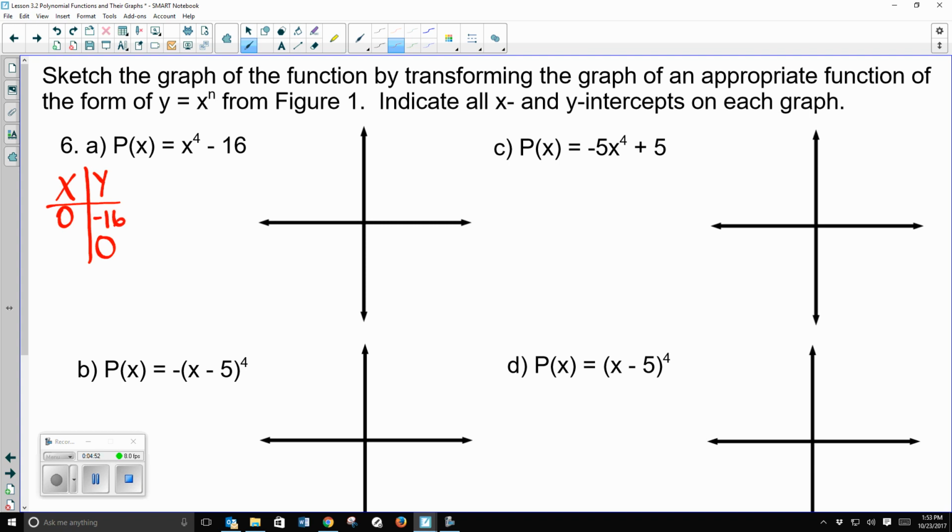So that's a point on my graph. That's the vertex. If I put 0 in for y, I have to solve that for x. So that 16 is equal to x to the 4th. And then how do I get rid of x to the 4th? Take the 4th root, so it's plus or minus the 4th root of 16. Yes, 4th root of 16. So that would be x is equal to plus or minus 2.